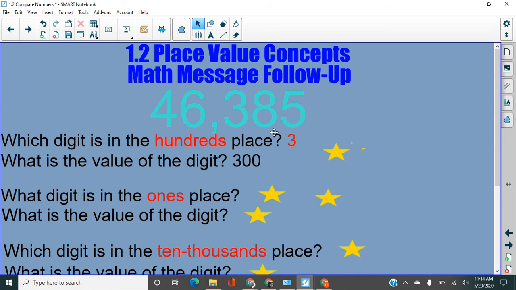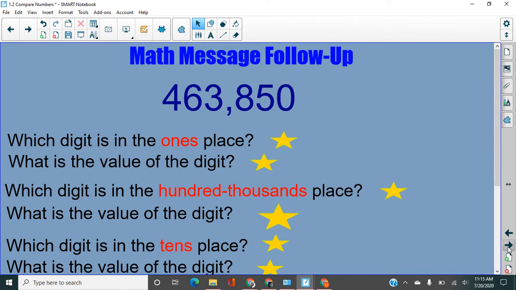Then the ones place, well, there's ones right there. There's a 5, and it's worth 5. The 10,000s place, this is where people sometimes get mixed up. Ones, tens, hundreds, thousands, 10,000s. So that number is 4, and what's its value? Way down here, 40,000. Now, when we shifted those digits over, it's the same 5 digits, but now we have a 0 in the ones place, so it's worth 0.